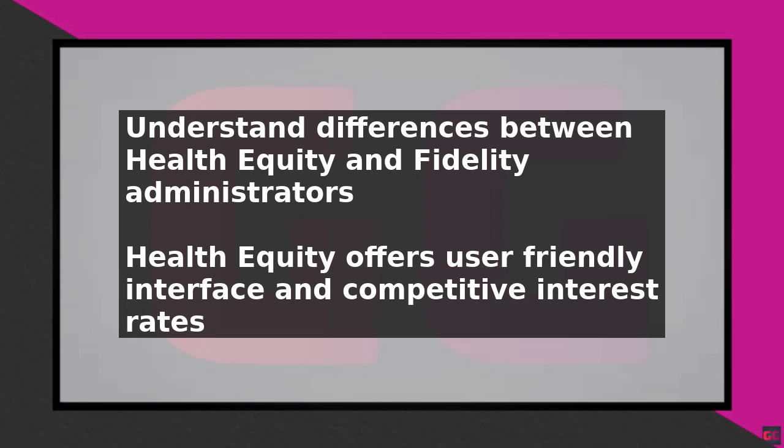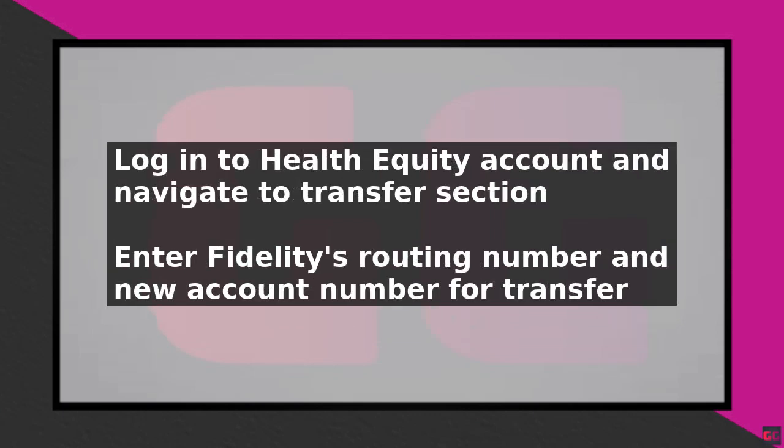To initiate the transfer process, first log into your Health Equity account and navigate to the Account Settings or Transfer section. Look for the option to transfer or roll over your account and select it. You will then be prompted to enter the information of the new administrator, which in this case is Fidelity. You will need to provide Fidelity's routing number and your new account number.